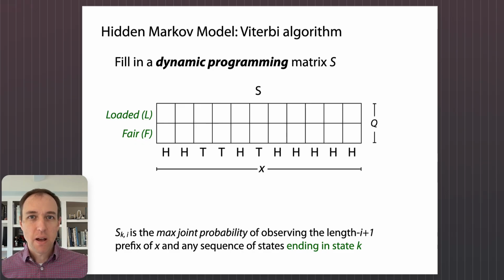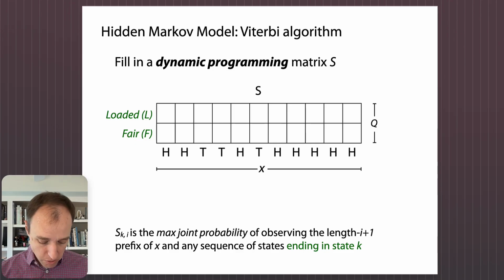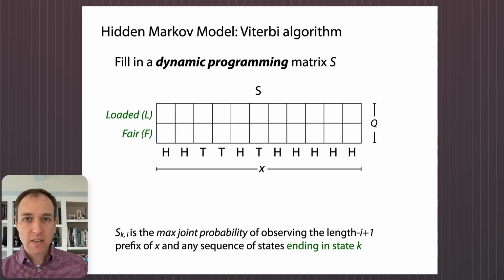So for problems that have optimal substructure like this one, we like to use dynamic programming. We'll think of how we are proceeding in this computation as though we're filling in a dynamic programming table or matrix. The matrix is pictured on the screen now. There are two rows to the matrix. This one is for when we're considering solutions that end in the loaded state, and this one is for solutions that end in the fair state.